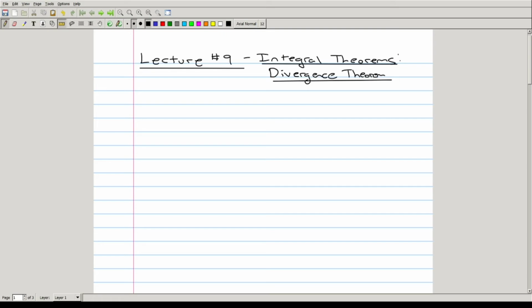Today we'll be talking about the second big integral theorem, which fully generalizes the fundamental theorem of calculus. The last lecture was about Stokes' theorem, or the Kelvin-Stokes theorem, which is one of the multidimensional extensions of Green's theorem. Today we'll be talking about the other multidimensional extension called the Divergence Theorem.